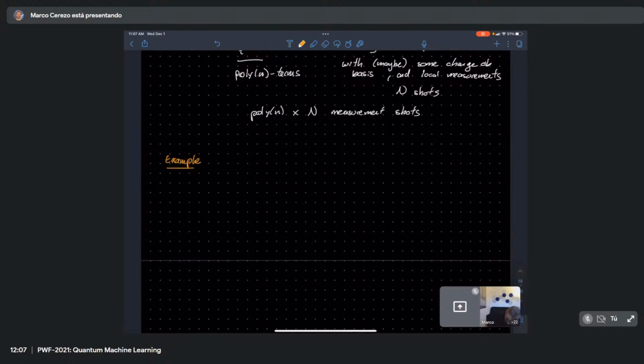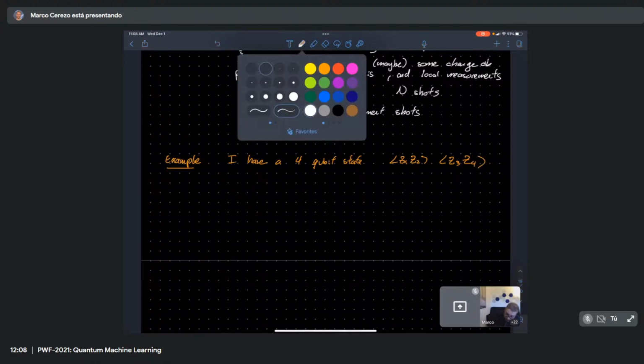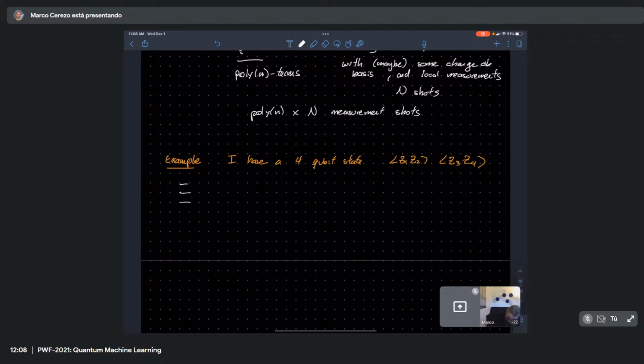So here, let's do a little example, which is I have a 4-qubit state, and I want to estimate Z1, Z2, Z3, Z4. From our previous example, what we said that we had to do was: prepare a state, evolve it through U of theta. First, we measure these 2. The other 2, we don't do anything, and this allows us to estimate Z1, Z2.